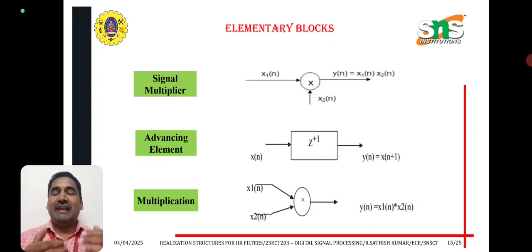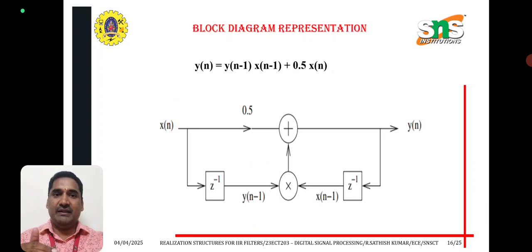Signal multiplier: x1 of n multiplied with x2 of n, therefore x1 of n into x2 of n. Advancing element: z indicates advancing. y of n is equal to x of n plus 1. Multiplication: x1 of n multiplied with x2 of n gives the output y of n is equal to x1 of n into x2 of n.